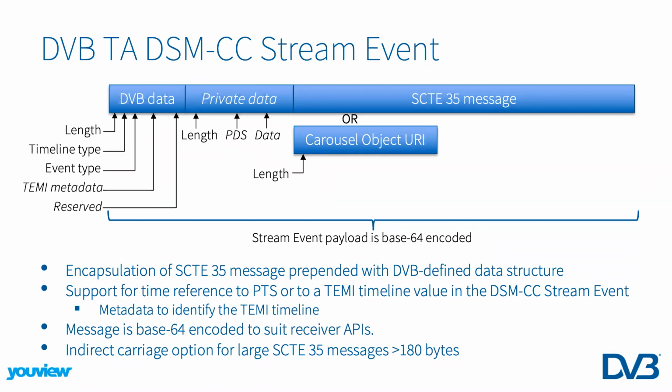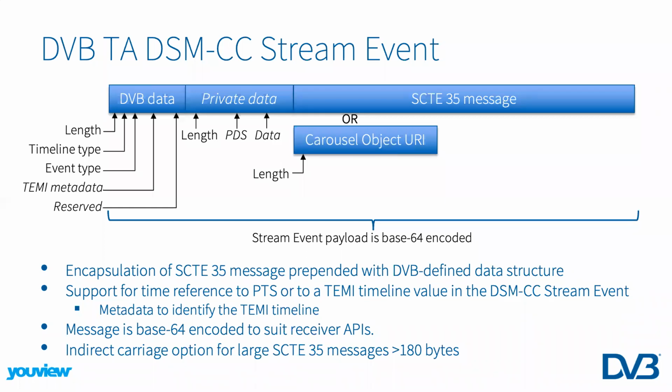Then the event. It's worth mentioning in this diagram that anything in italics is optional and may not always be in the message, based on length fields or flag values, whether the data is present. The other type of flag, the event type, controls whether the event is actually carrying a full SCTE-35 message, or just a URI reference to a message carried in a DSM-CC carousel object.